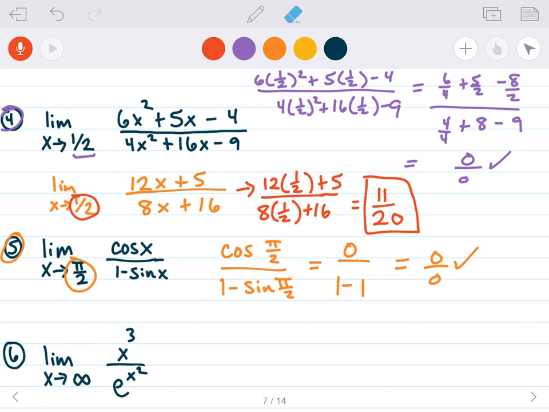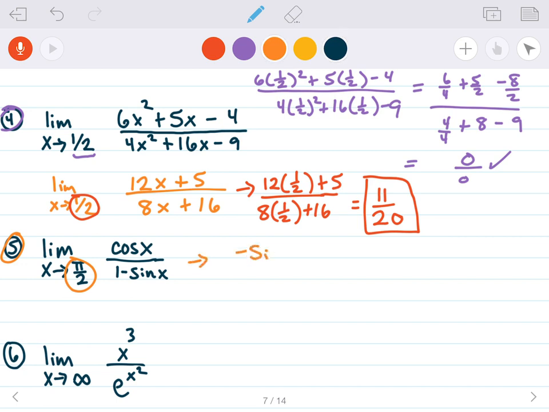So I'm going to erase some stuff so I have room. So L'Hopital's rule says take the derivative of the numerator and the denominator and see what happens from there. Okay, so the derivative of cosine, let's see, that's going to give us negative sine of x. Derivative of 1 is just 0. Derivative of minus sine, well, the derivative of sine is cosine, so the derivative of minus sine is minus cosine. And these negatives can cancel, and so I'm just left with the sine of x over the cosine of x.